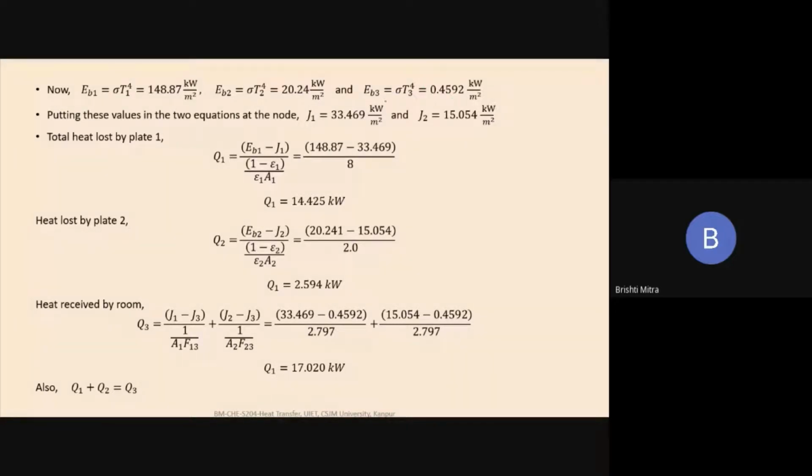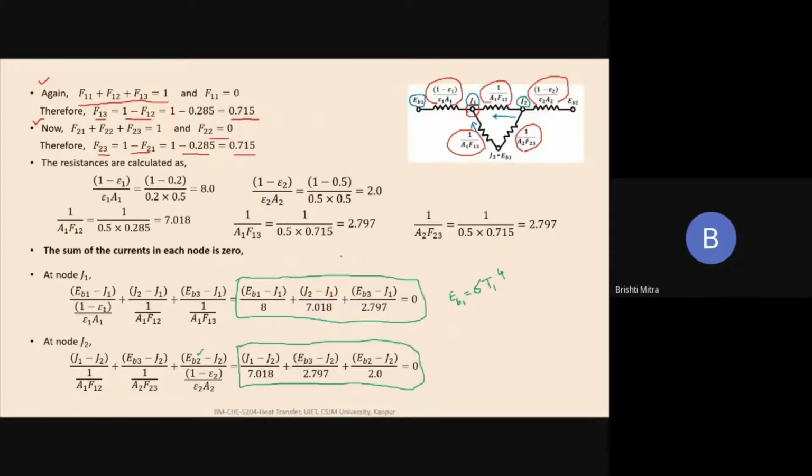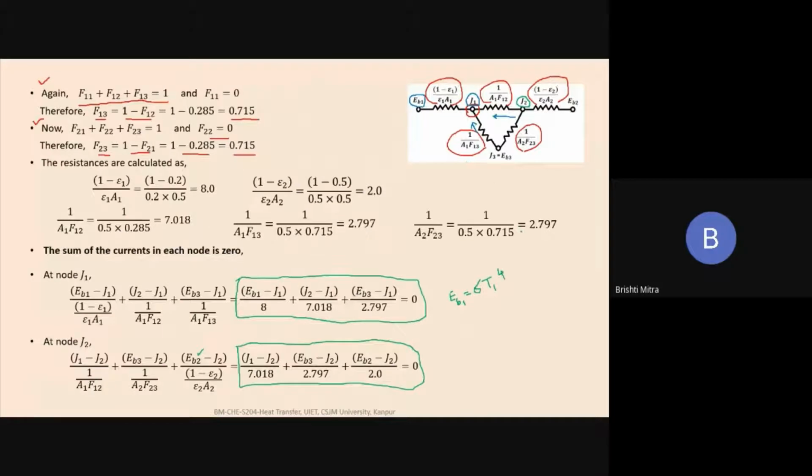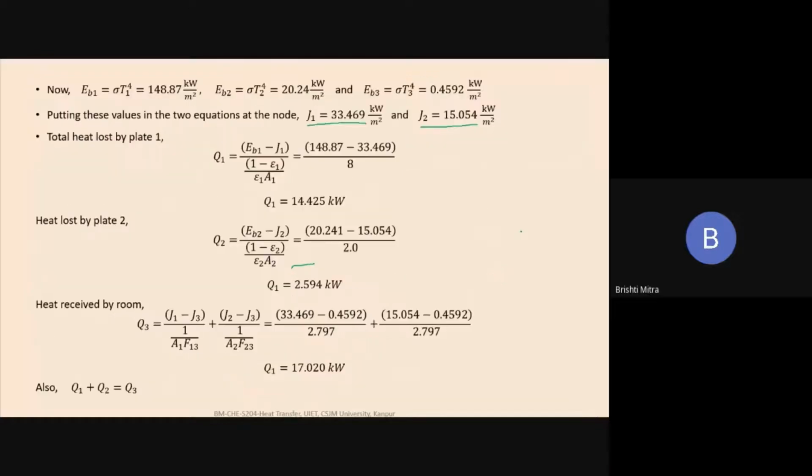Now, if I put in these values of EB1, EB2, and EB3 in these two equations, I am left with only two unknowns, J1 and J2. Then we solve these two equations simultaneously, and we find out that the value of J1 is 33.467 and J2 is 15.054. These two are obtained by simultaneously solving these two equations after putting in the values of EB1, EB2 and EB3.